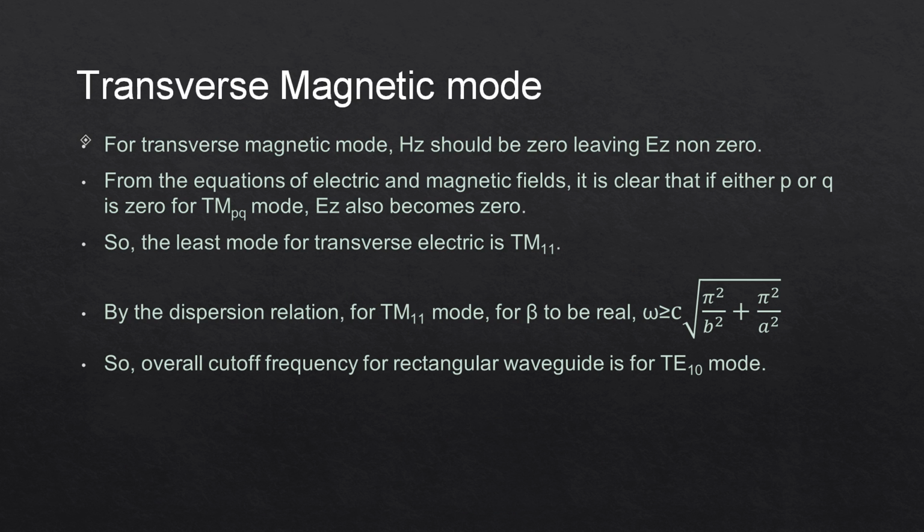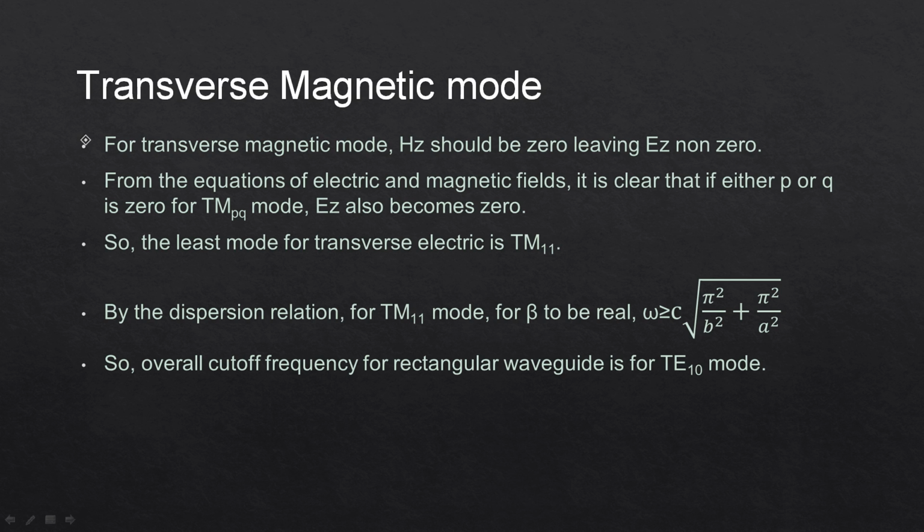Now let us talk about transverse magnetic mode. For transverse magnetic mode, the magnetic field component in the direction of propagation should be 0, and the electric field component in the direction of propagation should be non-zero. Note that there is no such bound on the other components of magnetic field. Now from the equations of electric and magnetic fields we discussed earlier, it is clear that if either P or Q is 0 for TM mode, Ez also becomes 0. But we don't want Ez to be 0. So the least mode for transverse magnetic is TM11, where P equal to 1 and Q equal to 1.